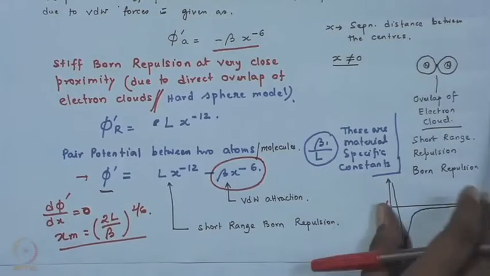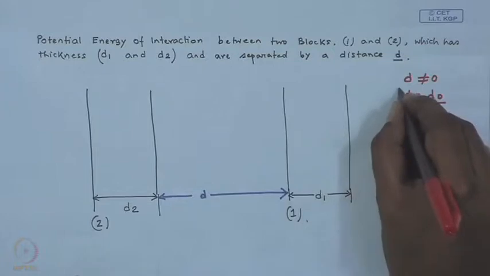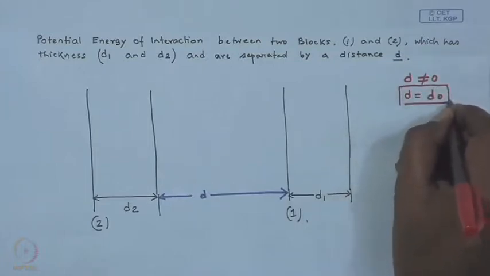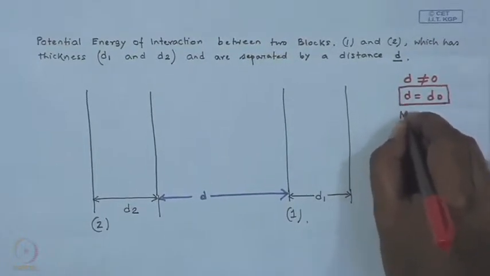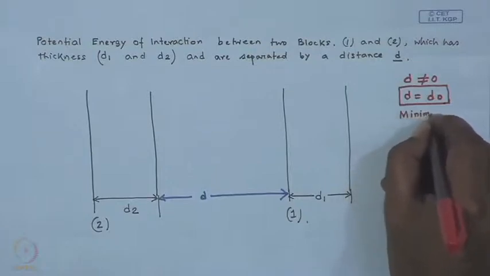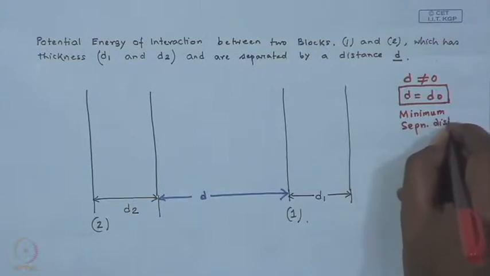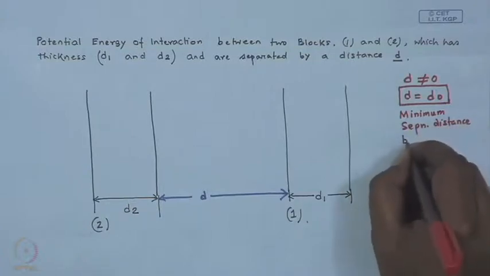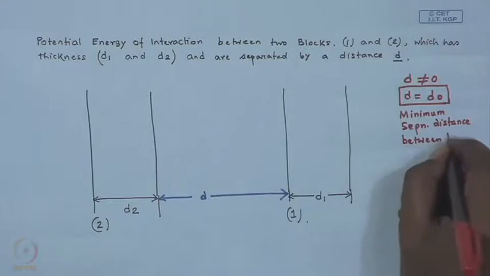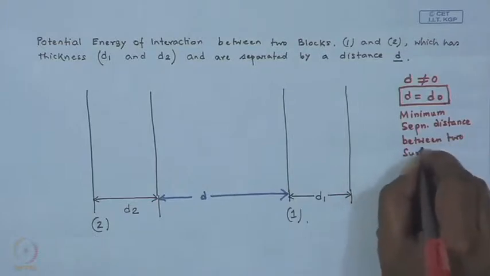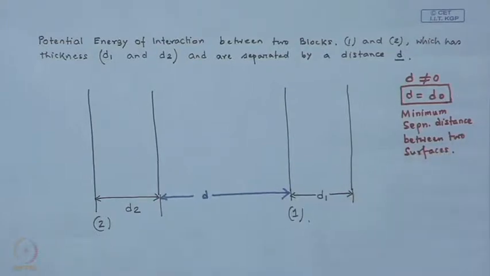So, this d0 we consider is essentially an equivalent of that between two surfaces. So, this is, let us point it out, the minimum separation distance between two surfaces. Okay.